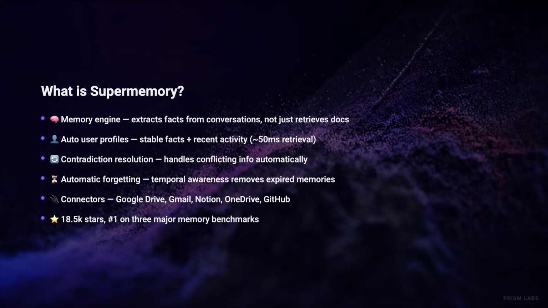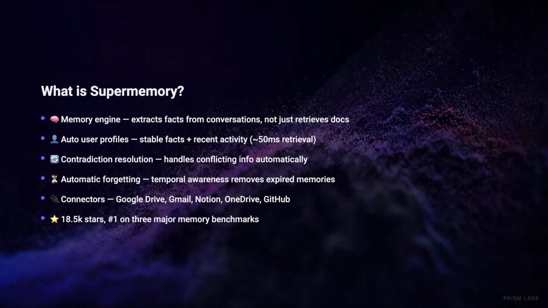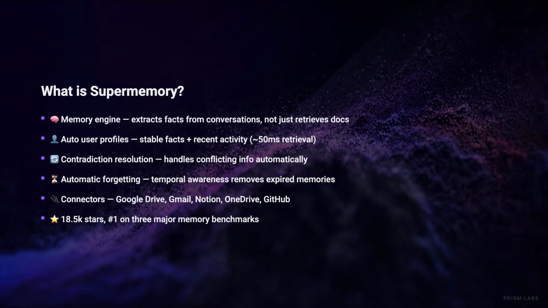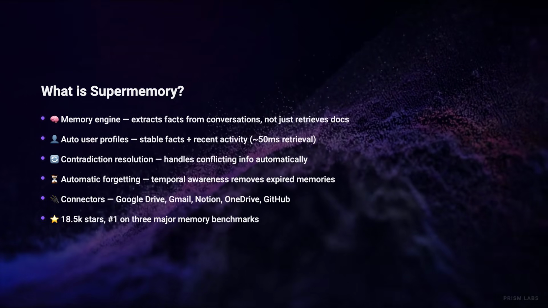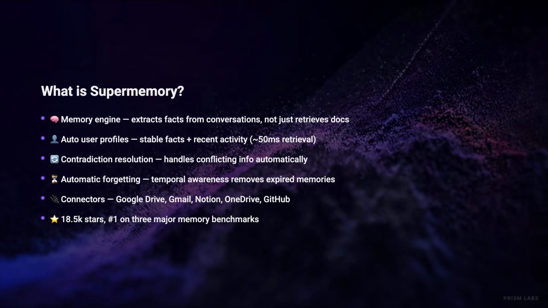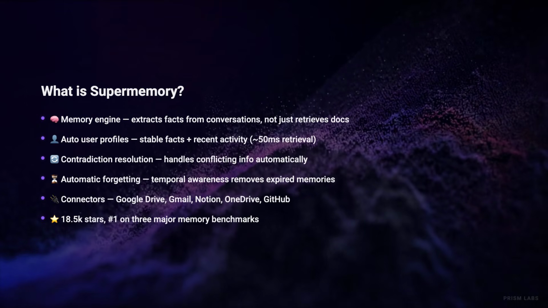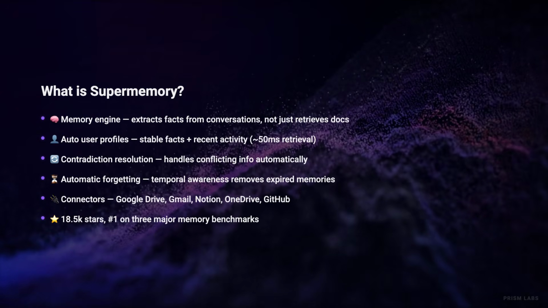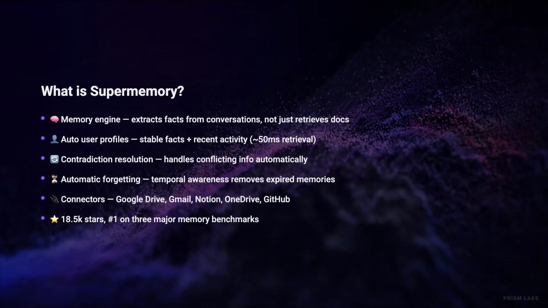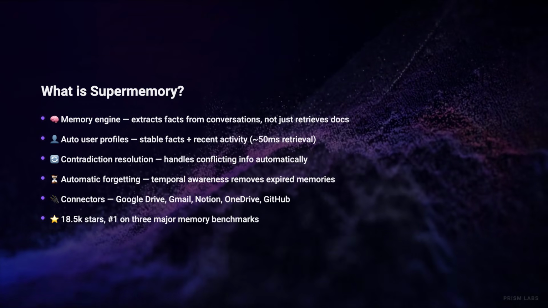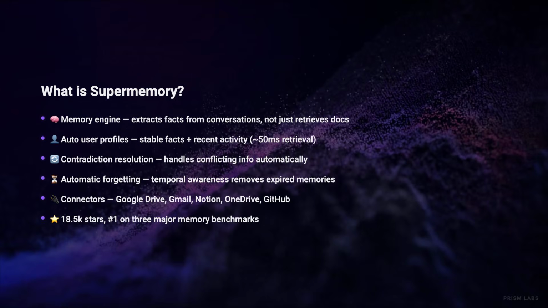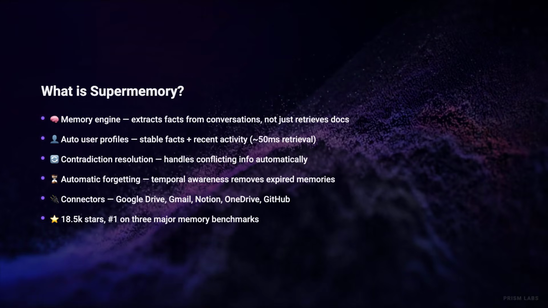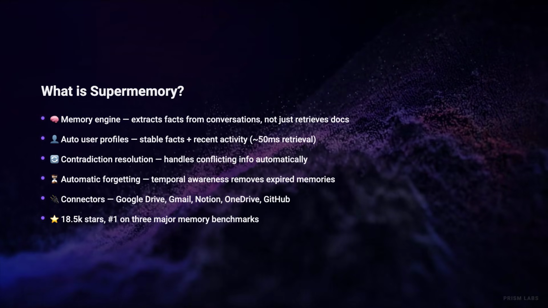The key insight is that memory is fundamentally different from retrieval-augmented generation. RAG takes a query, searches a document store, and returns relevant chunks. It's stateless. It doesn't know who's asking or what they've said before. Memory extraction captures facts about the user, their preferences, their history, their contradictions. It resolves conflicting information and automatically forgets expired data. The result is a user profile with stable facts plus recent activity that can be retrieved in about 50 milliseconds.